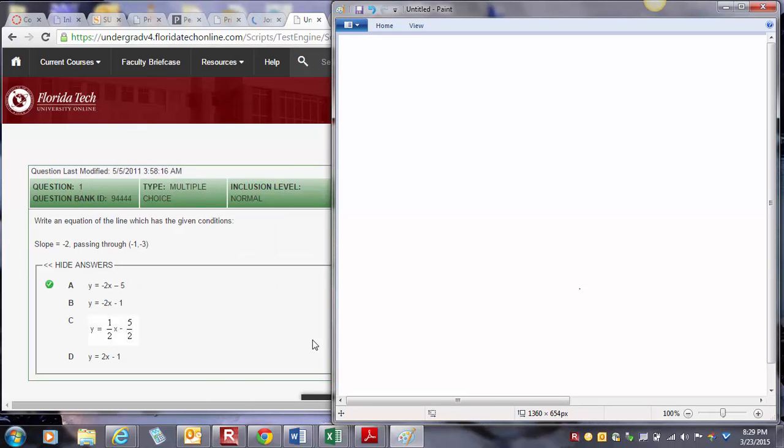All right, let's go over this week 3 self-test, and the first question is to solve or write an equation of the line which has the given conditions. Slope -2 passing through the point -1, -3. So the point here is -1, -3. We have a point, and also we have a slope. And we want to try to find the equation of this line.